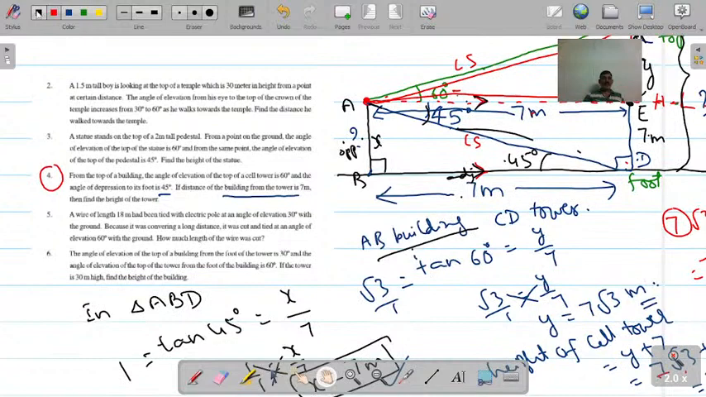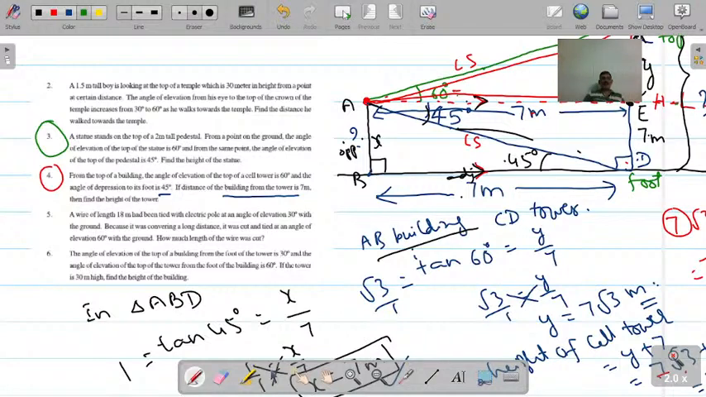Right, you observe this. Now I am going to discuss this. A statue stands on the top of a 2-meter tall pedestal. From a point on the ground, the angle of elevation of the top of the statue is 60 degrees, and from the same point, the angle of elevation of the top of the pedestal is 45 degrees. Find the height of the statue. Here you are given two angles, 60 degrees and 45 degrees, and the height of the pedestal is 2 meters.